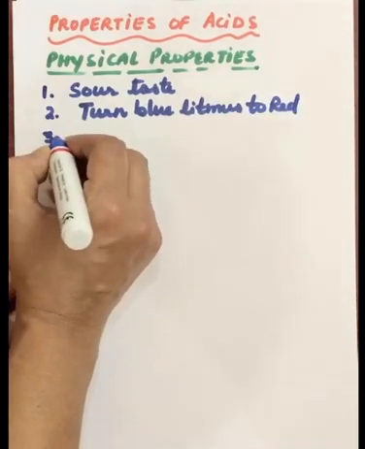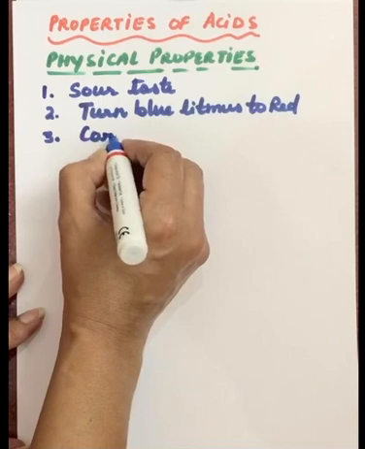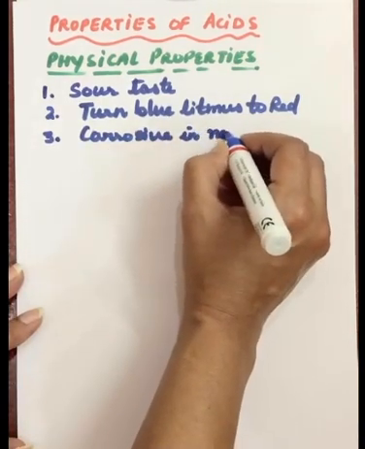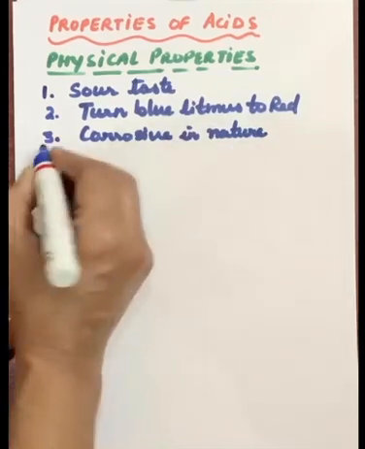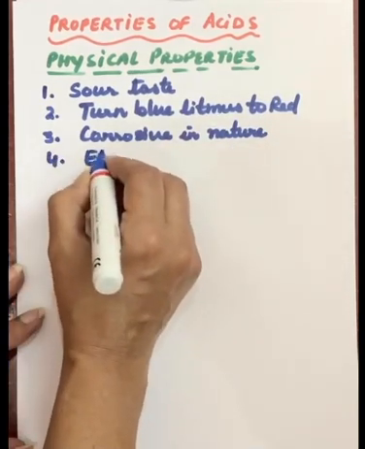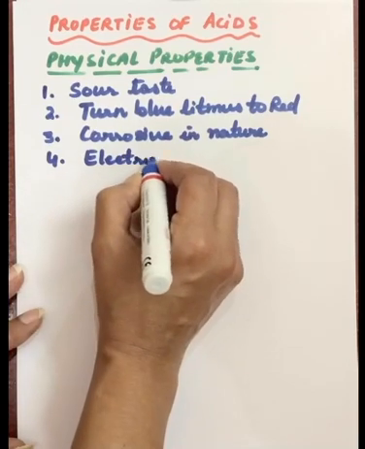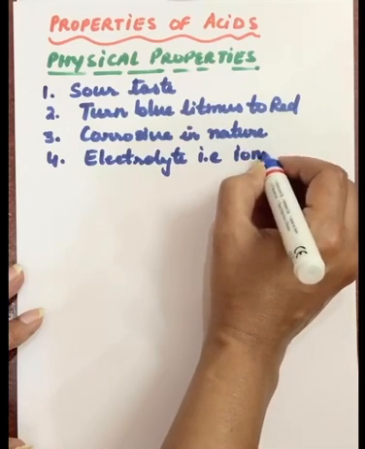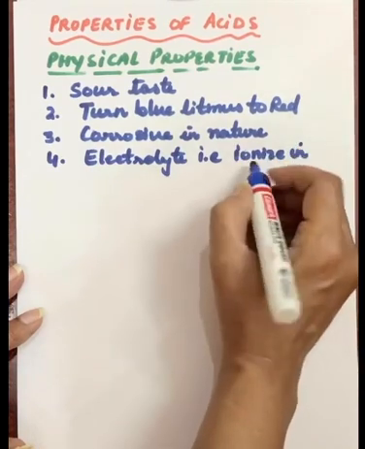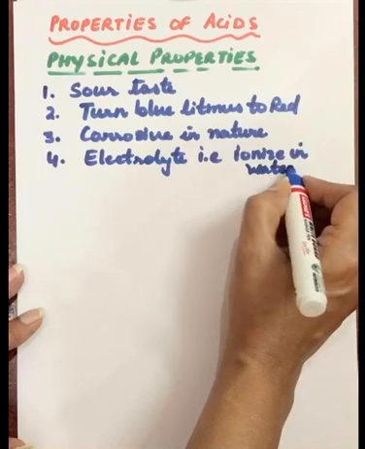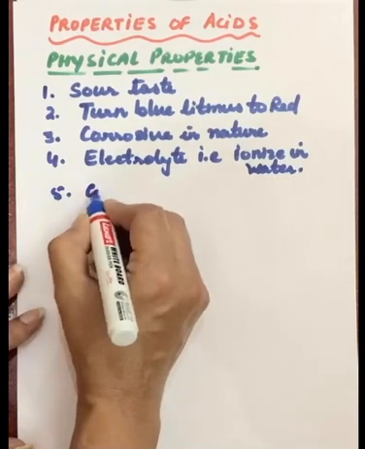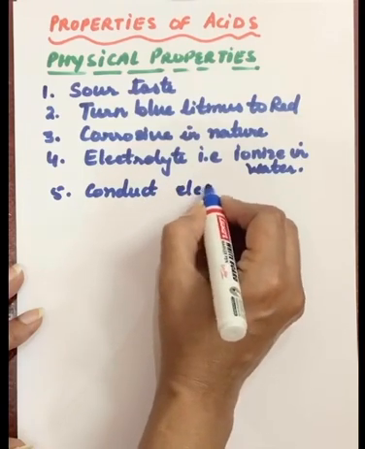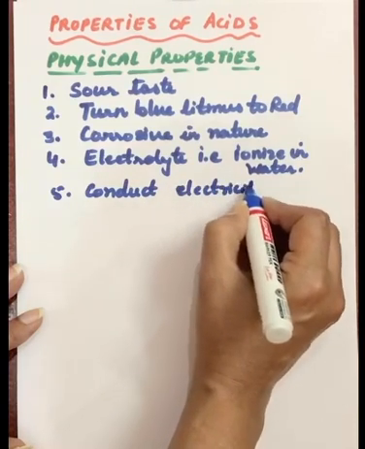Next, very important property, they are corrosive in nature. They will eat up the material like wood or even the skin. So they are corrosive in nature. Next is they are electrolytes. Electrolytes means they ionize in water. That is, they ionize in water, so they will conduct electricity in water. That means here you can write they conduct electricity when dissolved in water. These are physical properties of acids.